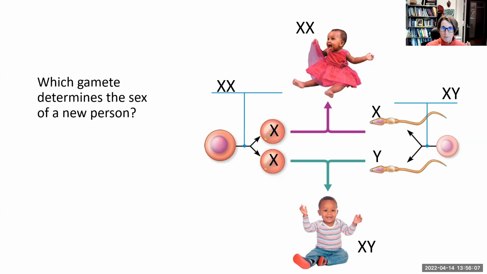So 22 of those chromosomal pairs don't determine your sex at all. They determine all kinds of other traits. And then there is the 23rd pair, the X and the Y chromosome, that depending on your combination is going to determine whether that fetus develops into a male or a female.